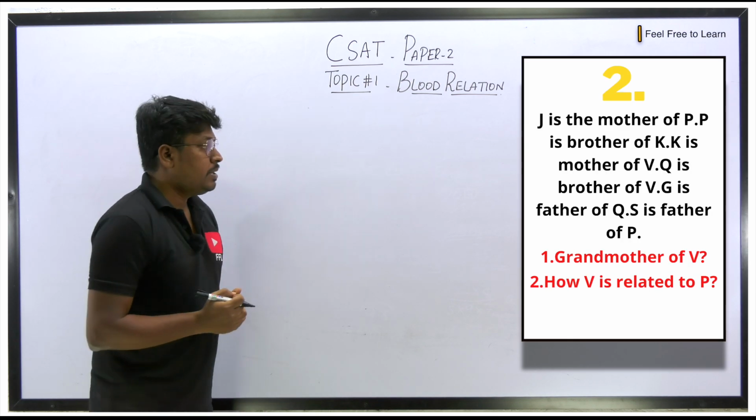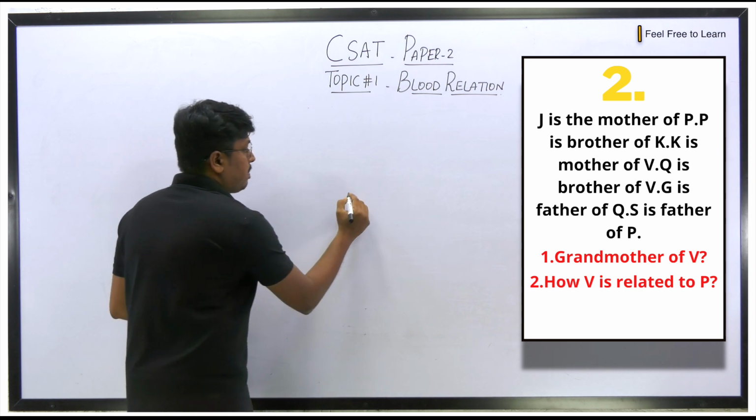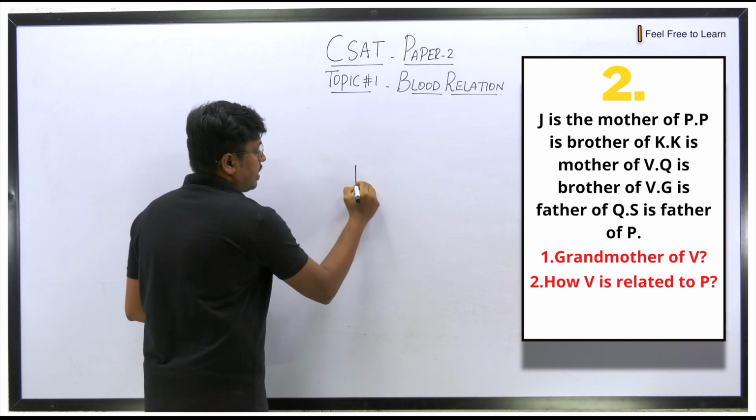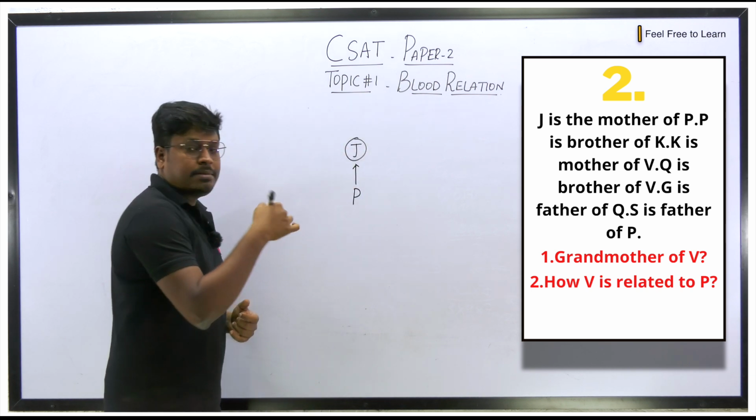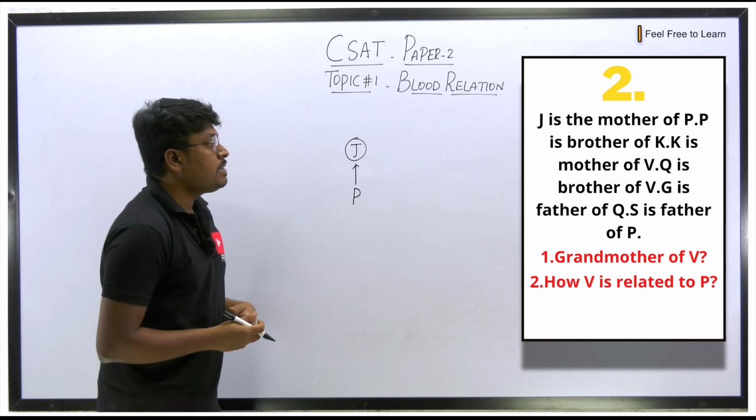Set number 2. J is mother of P. So P's mother is J. J is a mother, a female person, so I have represented her by a circle. Got it? P is brother of K.